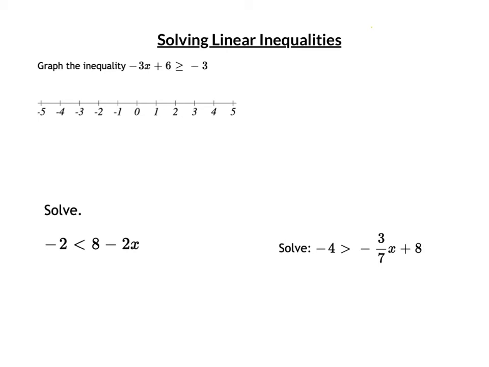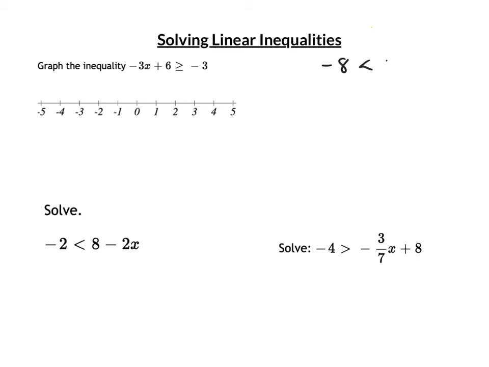Because dividing by a negative changes the sign, essentially, if it's a positive, it becomes a negative. If it's a negative, it becomes a positive. Dividing by a negative changes the sign. It forces you to flip the sign to keep your statement true. Example of that is over in the corner here.